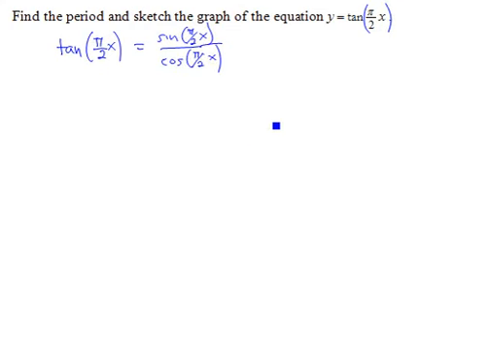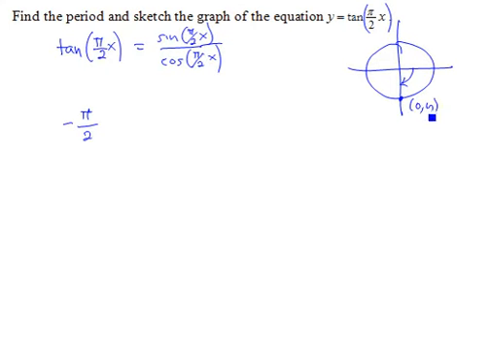And what we know is we'll have vertical asymptotes anytime that the cosine of pi over 2x is 0. Well, the cosine is 0 at a couple of different angles. One time it's 0 is when we're looking at an angle of negative pi over 2 radians. That corresponds on the unit circle to an angle that opens downward. And of course, a point like this would have coordinates 0, comma 1 on a unit circle. Sorry, negative 1. And the fact that the x-coordinate is 0 means that the cosine is 0 there.